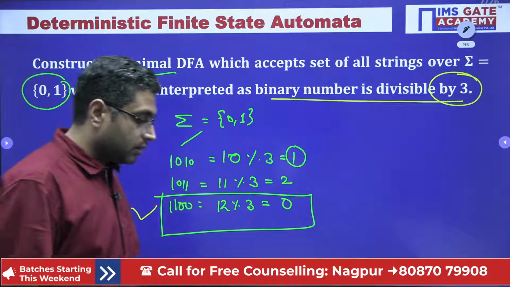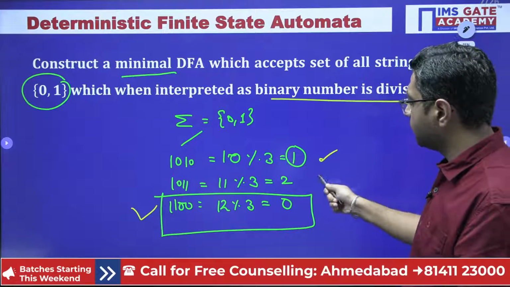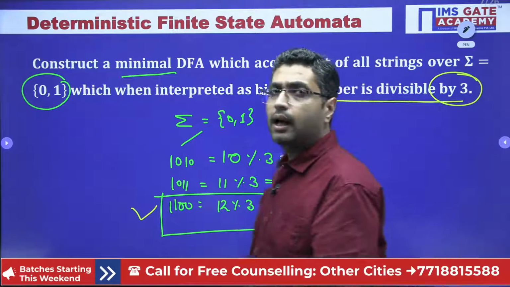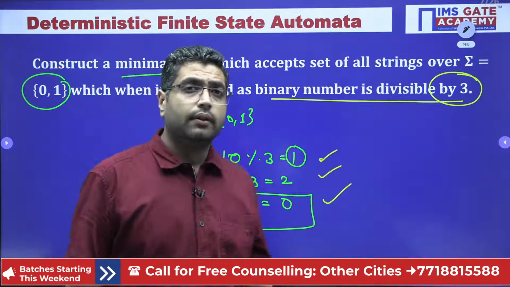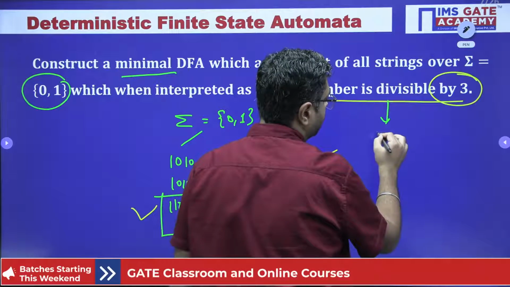Right? So what is being discussed here? We have 1010, we have 1011, 1100. 1100 is acceptable, others are not acceptable. Right? So what is the idea behind this? The idea is very simple.